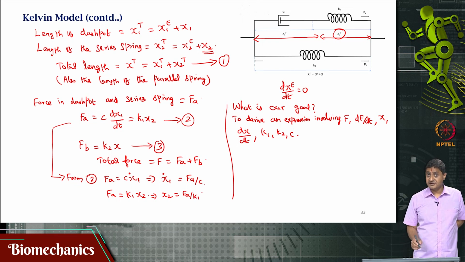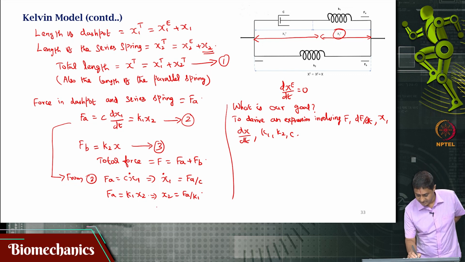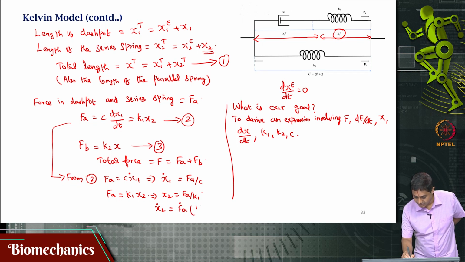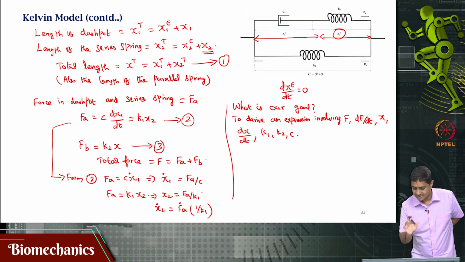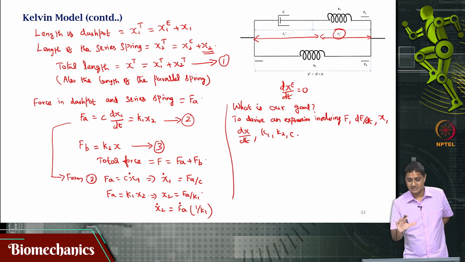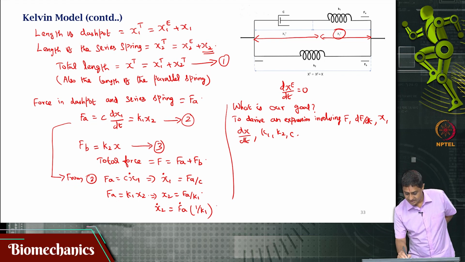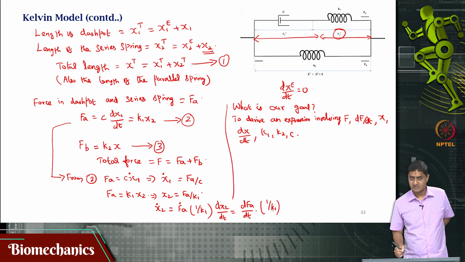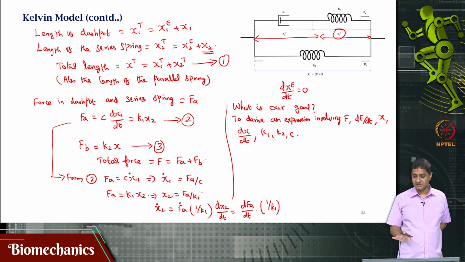Now, if I differentiate this with respect to time, I will get x2 dot is Fa dot times 1 by k1. For clarity, let us write this in the expanded form as dx2 by dt is dFa by dt times 1 by k1. We have derived this or something similar to this in a previous video. I hope this makes sense. I hope there is no confusion about this part.